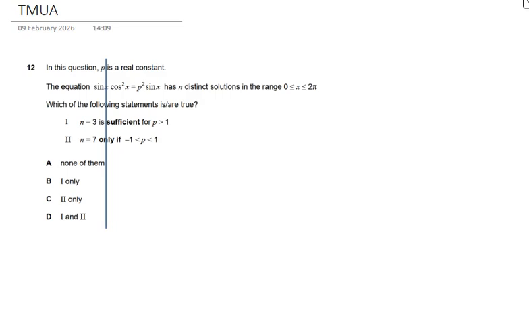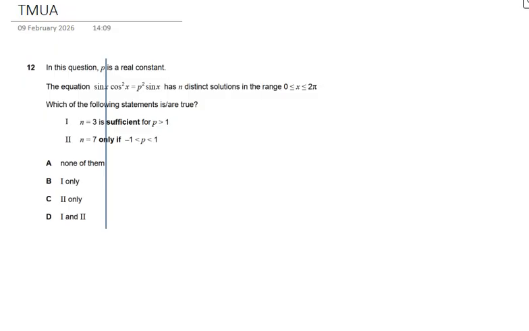Hello everyone. Today we are going to solve a trigonometric equation and carefully analyze how the number of solutions depends on the real constant. We are given sin x cos² x equals p² sin x, where p is a real constant, and we are told the equation has n distinct solutions in the interval 0 ≤ x ≤ 2π, and we need to decide which statements are true.